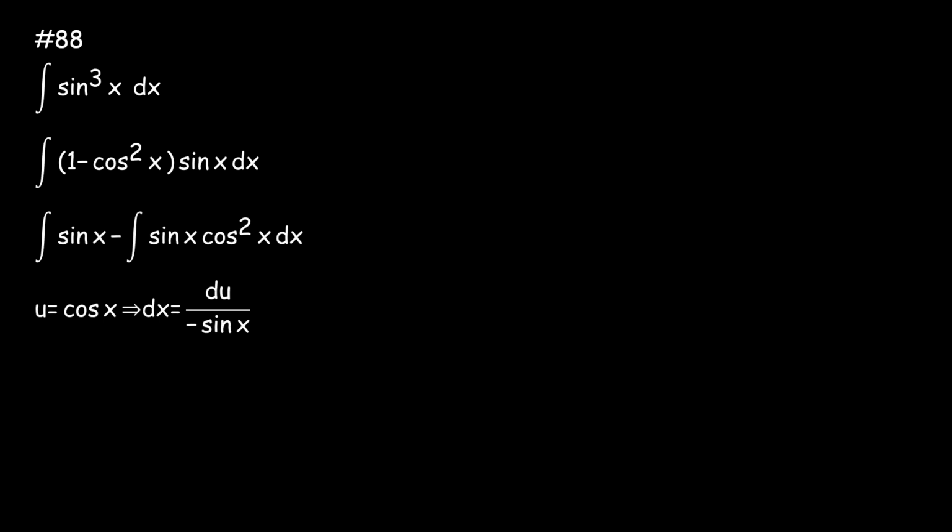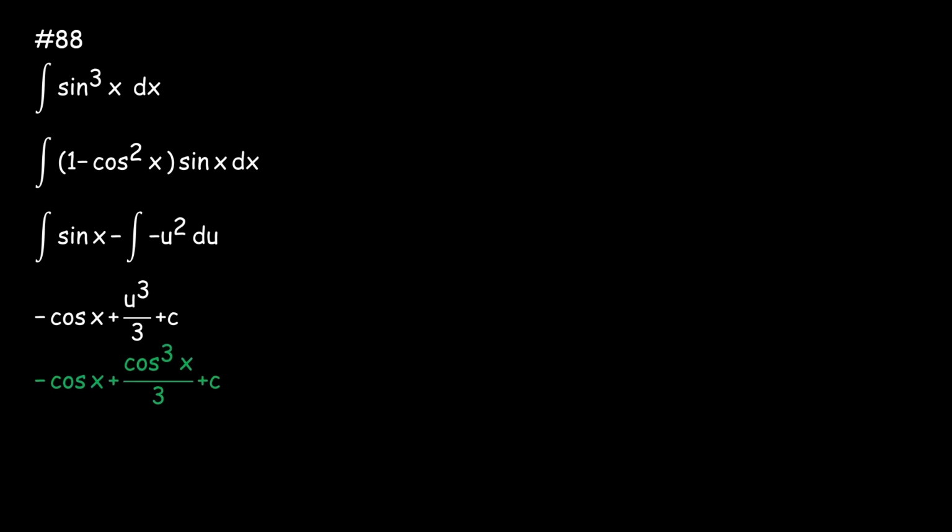Now we're going to let u be equal to cos of x, which is the one with the higher power. The derivative is du over negative sine x. Then we substitute this in, it cancels out, and then we replace the value of cos x as u, then we integrate. This will be negative cos x plus u cubed over 3, and then replacing the u again, which was cos, we'll have negative cos x plus cos cubed x over 3 plus c.